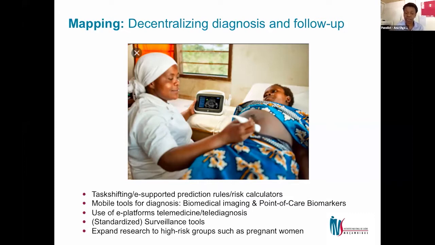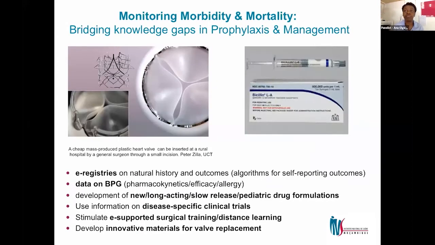All this is important for decentralization and expanding research to other high-risk groups, because now we have been concentrating our research on school children, but as I'm trying to tell you, it's a disease across the lifespan, so we have several other high-risk groups, one amongst them pregnant women, because rheumatic heart disease is probably one of the most important indirect causes of maternal mortality.